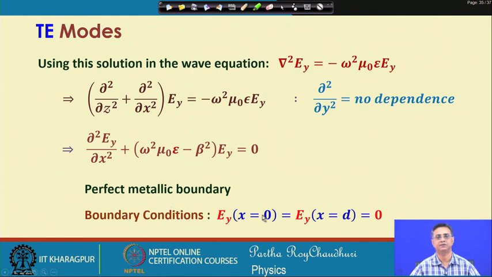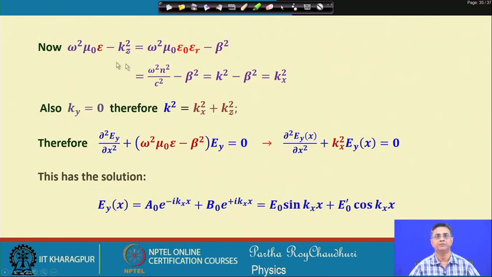So, at the metallic boundary at x equal to 0, the boundaries are placed at x equal to 0 and x equal to d. So, at the boundaries E y will be equal to 0, and at x equal to d, that is another boundary, the field will be equal to 0.